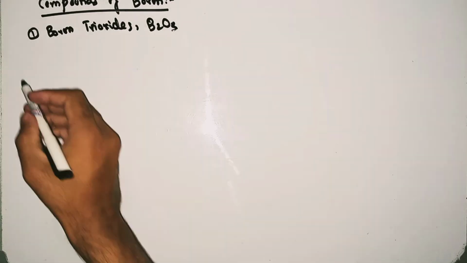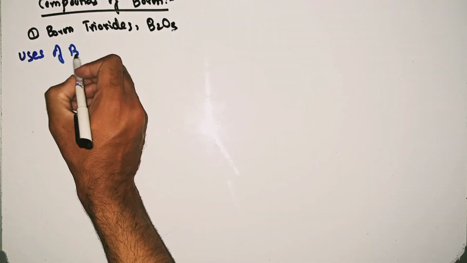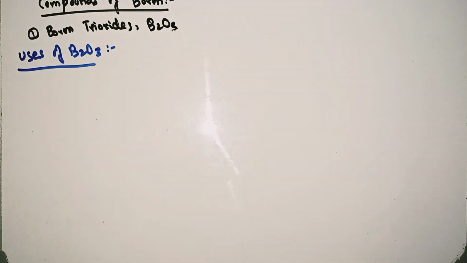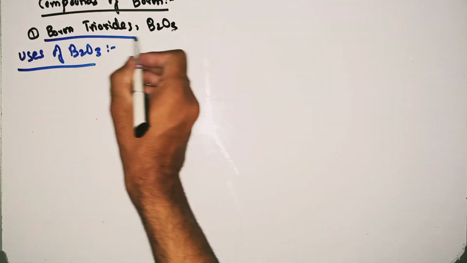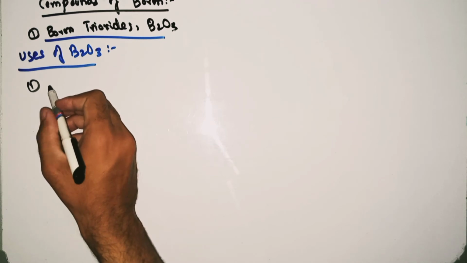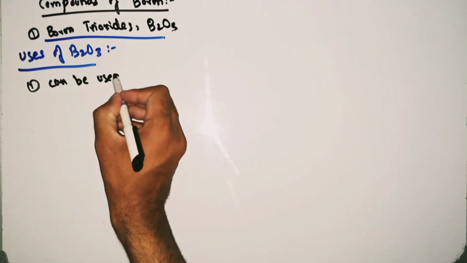Okay, go to the next point: uses of boron trioxide, or boron anhydride. Are you ready? Number one, boron trioxide can be used in the glass industry.